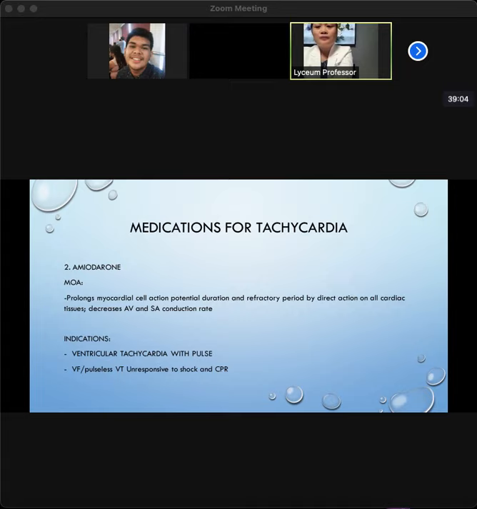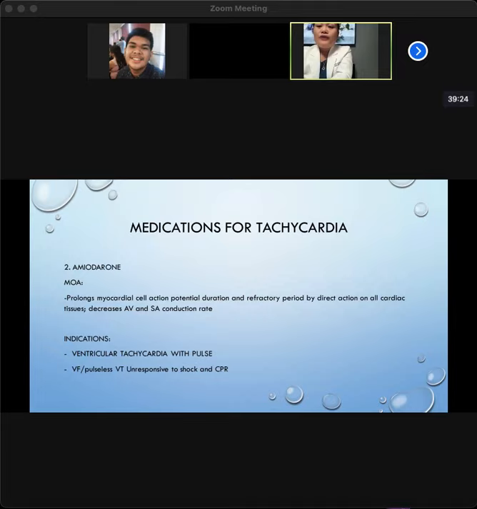The next one for tachycardia is your amiodarone. It prolongs myocardial cell action potential duration and refractory period by direct action on all cardiac tissues. It also decreases AV and SA conduction rate. It is indicated for ventricular tachycardia with pulse.